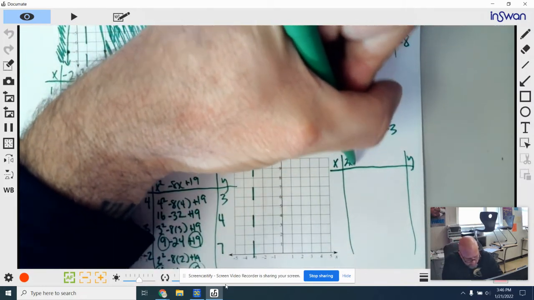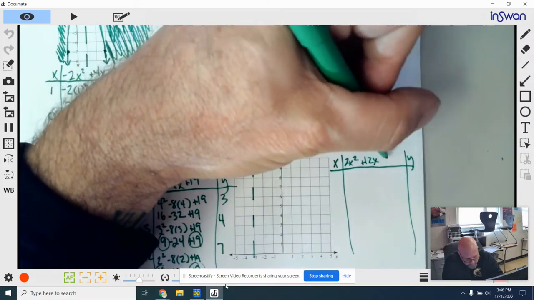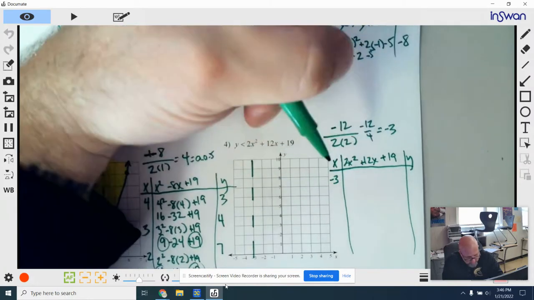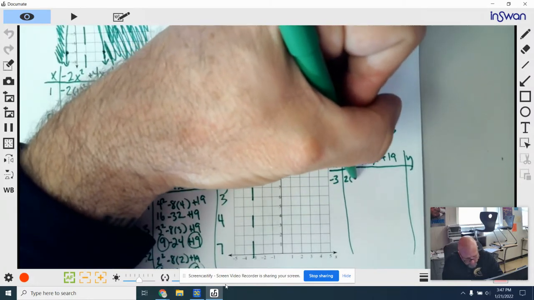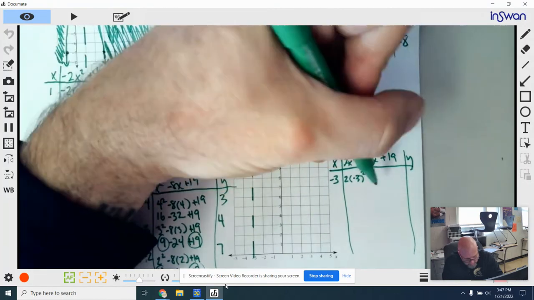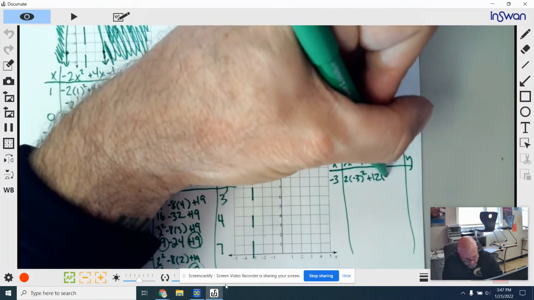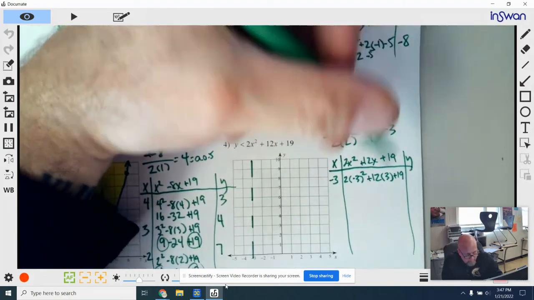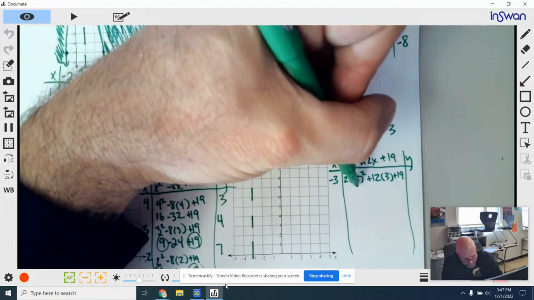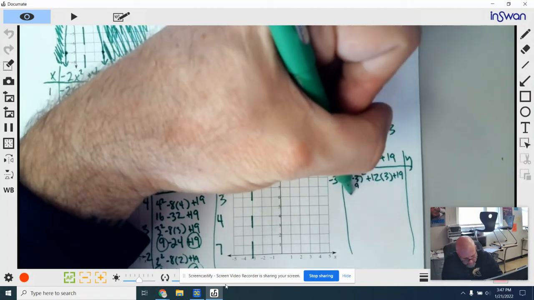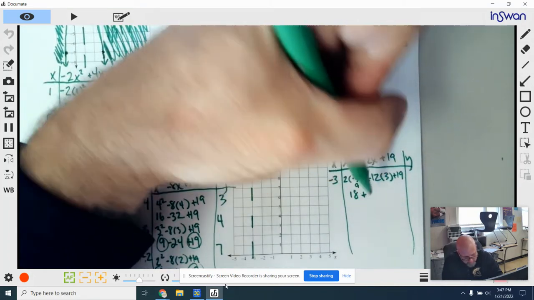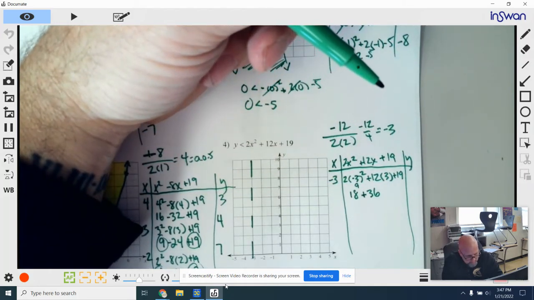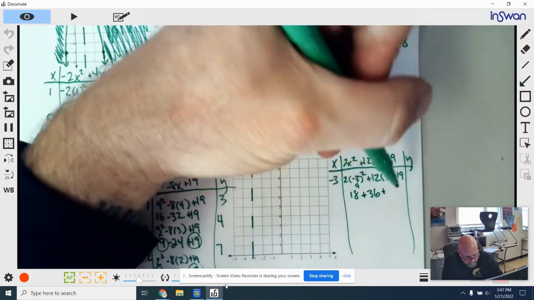And 2x squared plus 12x plus 19. And we're plugging in negative 3. So 2 parentheses, negative 3 squared plus 12 times 3 plus 19. Okay, negative 3 squared is 9. 2 times 9 gives you 18. Plus 12 times 3, 36. And then plus 19.